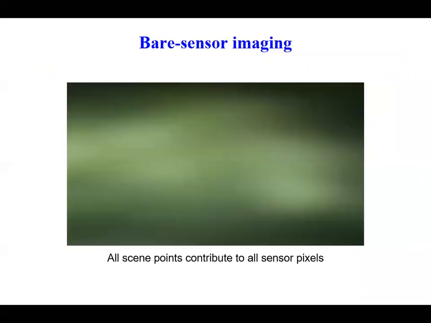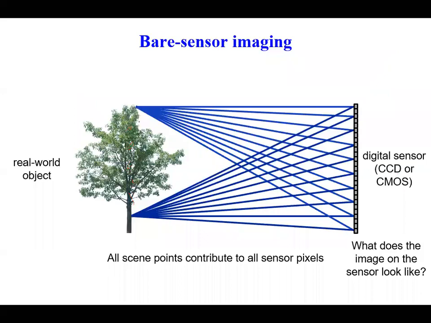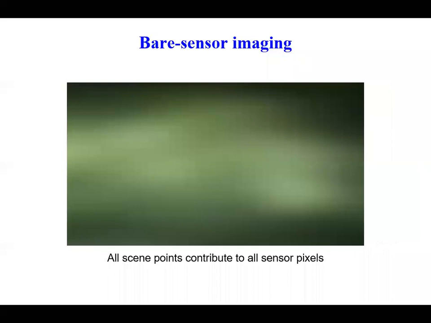How do you think it will appear here? What exactly does the image on the sensor look like? If I have something like that, this is transferred like this. Unfortunately, what I would find is something like that. All same points contribute to all sensor points. Very blurry.